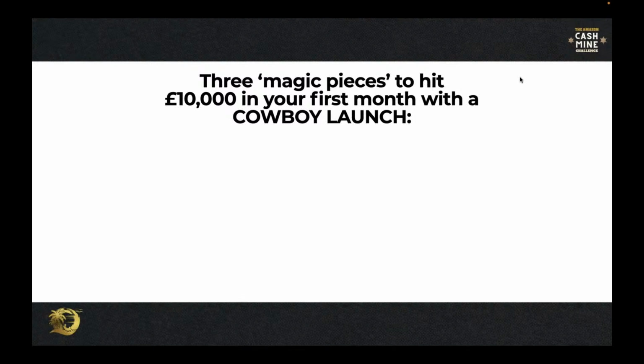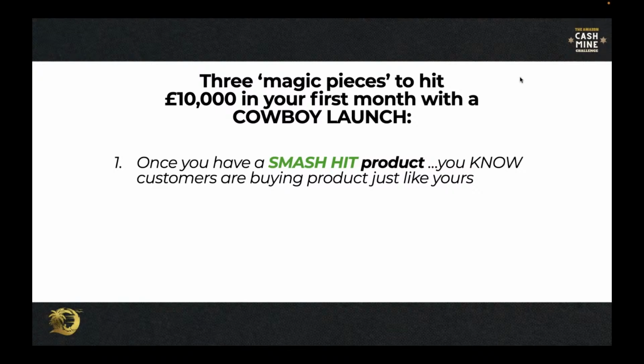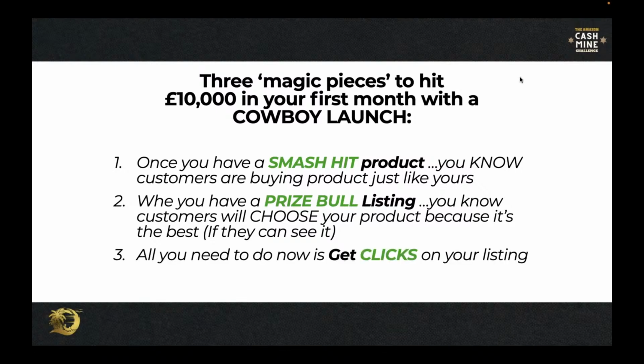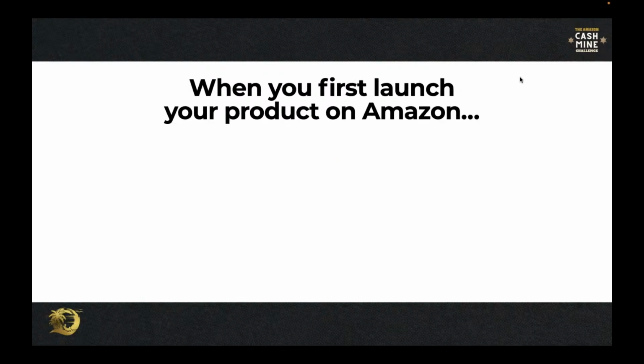So to make 10K in your first month of a COWBOY launch, once you have a smash hit product, you know customers are buying product just like yours, right? You know that you've got a high demand product, something customers really want, and it's selling really, really well. When you have a prize ball listing, you know customers will choose your product because it's the best if they can see it. All you need to do now is get clicks on your listing, right? You just need people to click on your listing so they can buy your product.